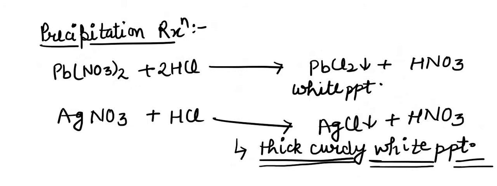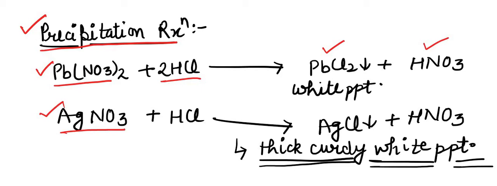Your next reaction is about precipitation reactions, and in precipitation reactions only two compounds are there. The first one is lead nitrate. Lead nitrate reacts with HCl to form a white precipitate of PbCl2, and HNO3 is released. The next reaction is with AgNO3, silver nitrate. With silver nitrate, HCl gives a curdy white precipitate of AgCl, silver chloride, as well as release of nitric acid.